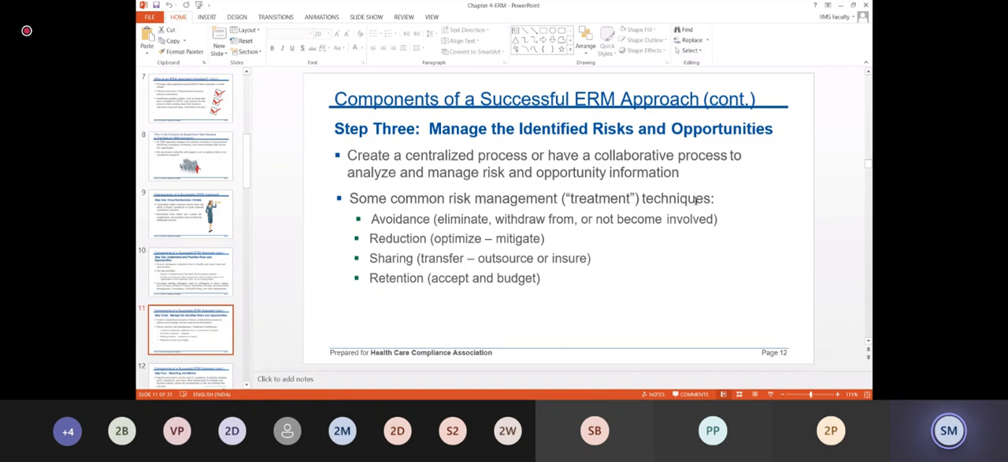Some common risk management techniques are, so how can we manage the risk. First is avoidance. Avoidance: the risk is there, eliminate, withdraw or do not become involved. Risk avoidance: if a risk is coming into a company, maybe we can avoid it. Someone is coming and making the risk, try to avoid him.